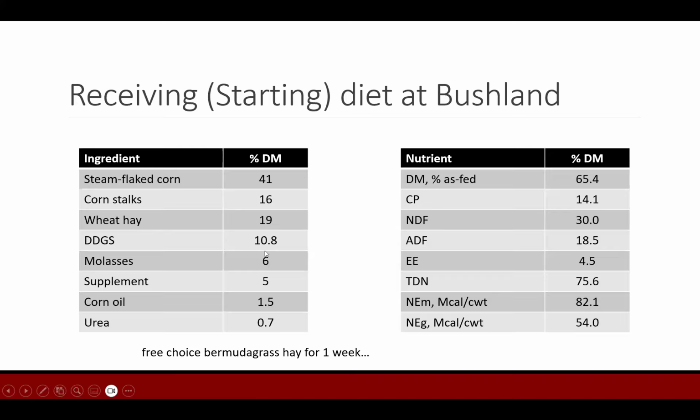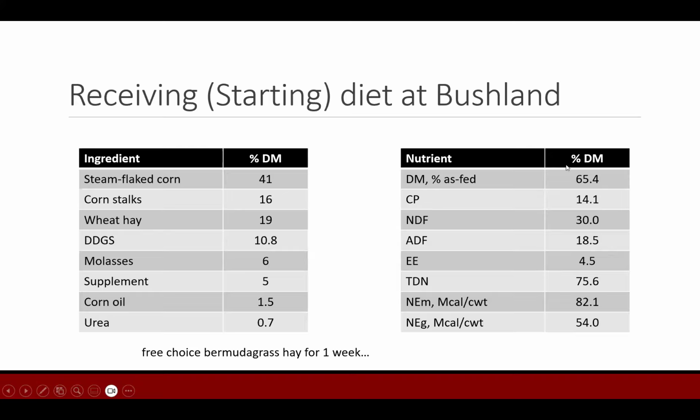Distiller's grains, we included about 10.8%. Then we added 6% molasses. Why might we do that? Palatability, try to stimulate them to get on feed as quick as possible by giving them a little sweet treat. All right. Okay. We had a 5% supplement premix, so that'd be our vitamin minerals, Rumensin. We added 1.5% corn oil and then 0.7% urea. Okay. We also fed them free choice Bermuda grass hay for a week.